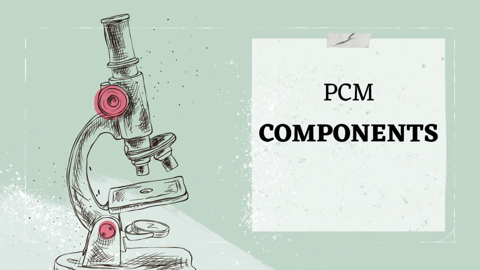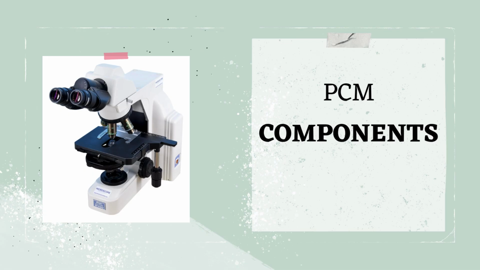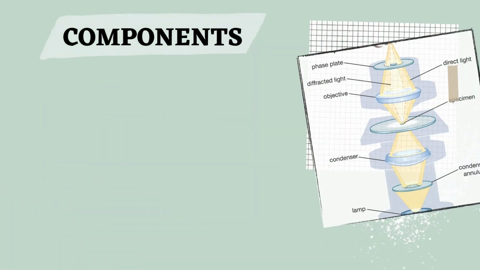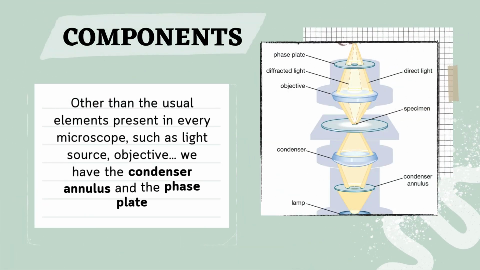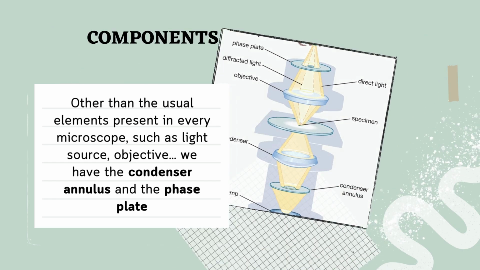Let's continue by analyzing the components of a PCM. In the photo we are also able to see finally a phase contrast microscope. Talking about components, besides the elements that are present in every single microscope, such as light source, objective and lenses, only for the phase contrast microscope we have two specific components that are fundamental: the condenser annulus and the phaseplate.